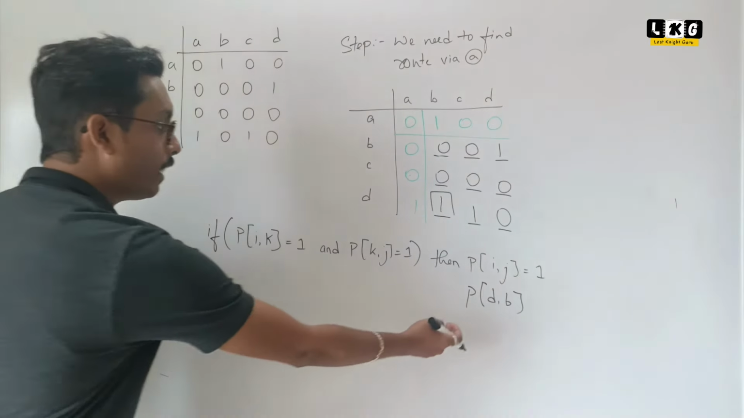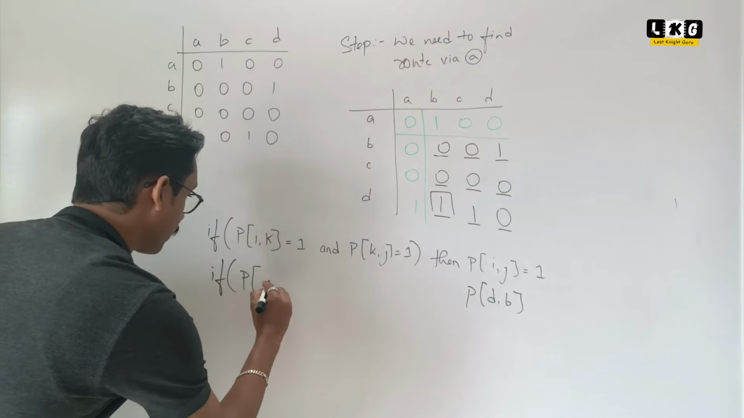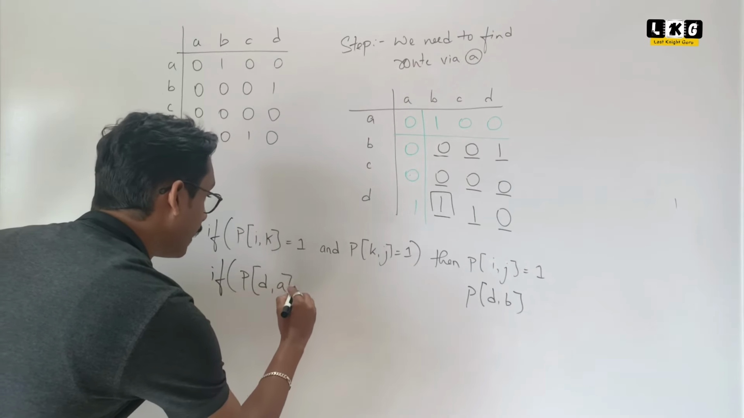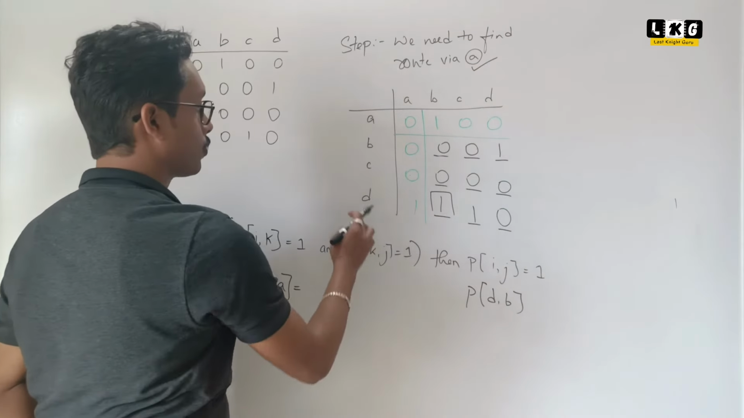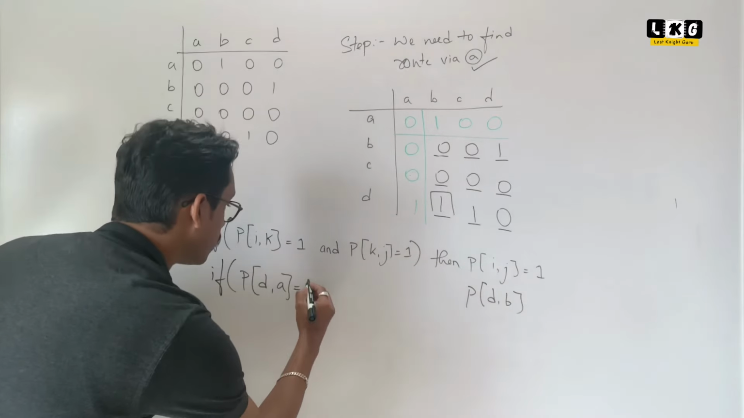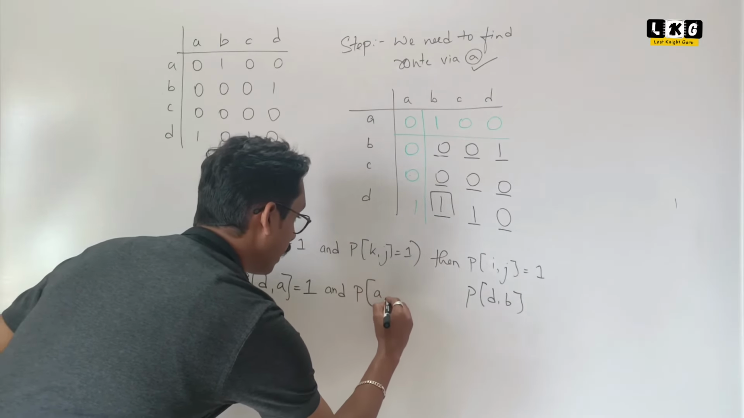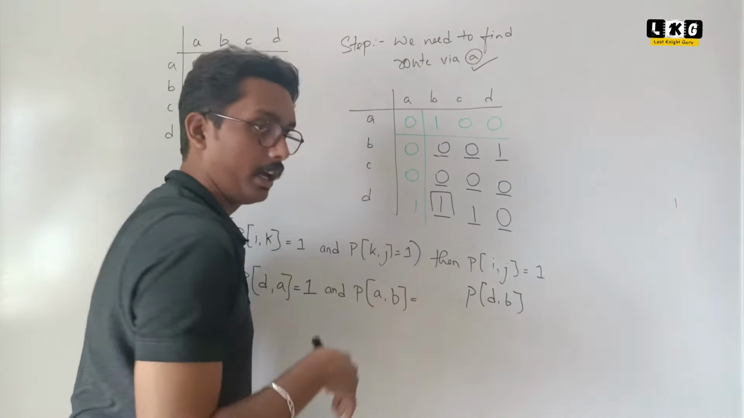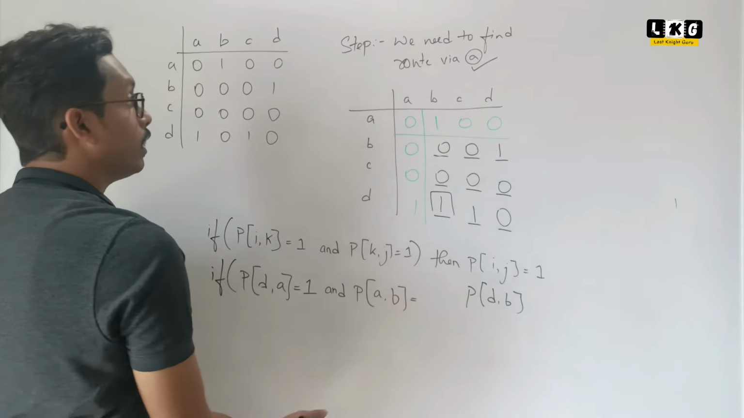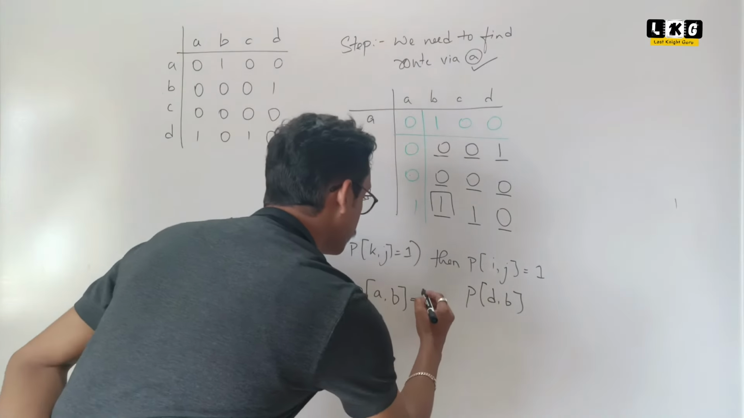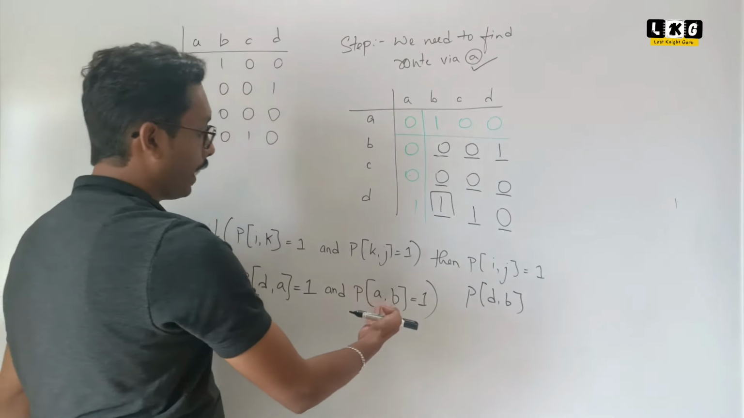Correct? So to find a route from D to B, how did we travel? Why did we travel from D to A? Because we are traveling via A. So D to A, what is D to A? 1. Yes, we got D to A is equal to 1. And from A to B, we went from D to A, and from A to B. Correct? So D to A and then from A to B. What is A to B? A to B is also 1. Yes. D to A is 1 and A to B is also 1.